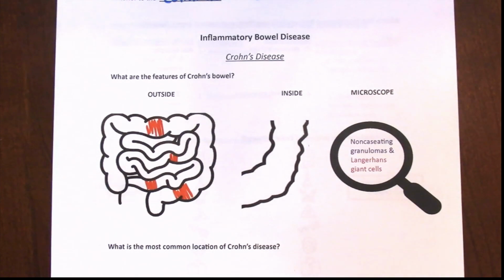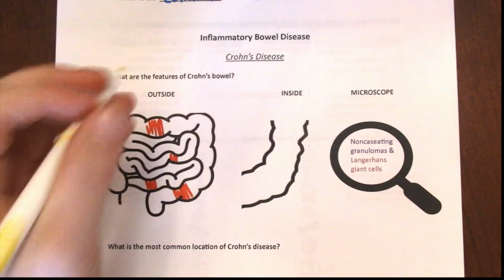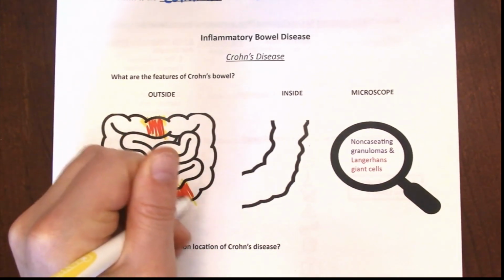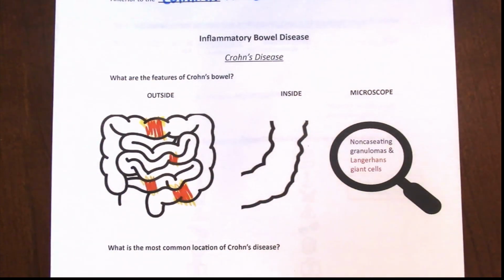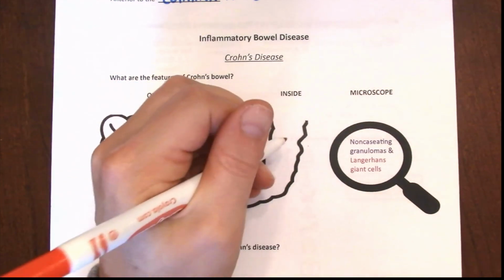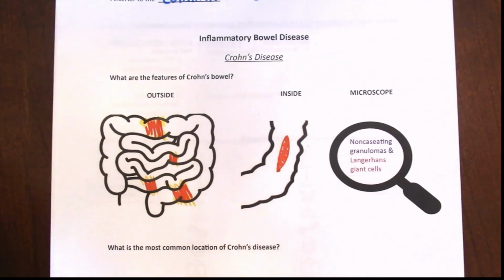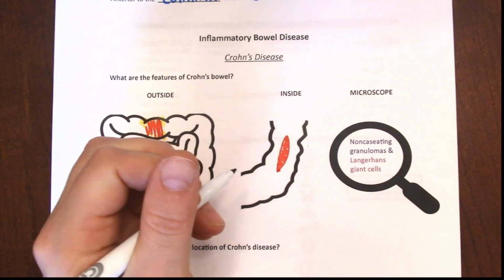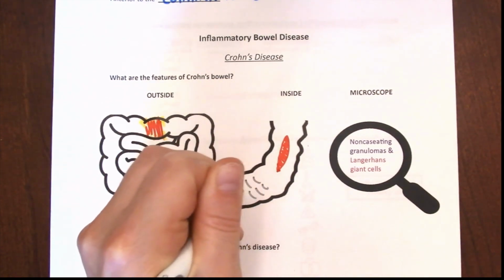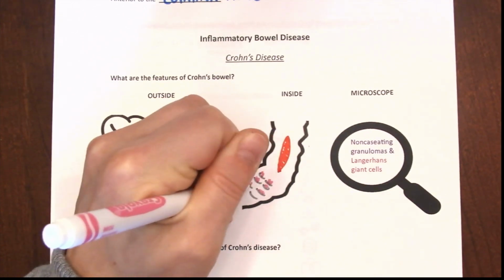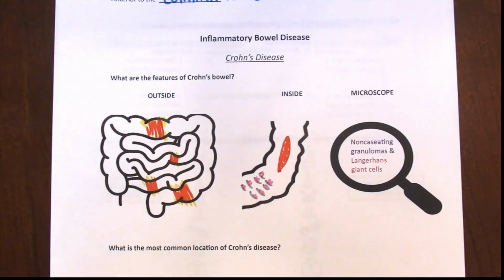Another thing you see is creeping fat. So you will see fat starting to surround the diseased bowel. What you see inside the bowel is commonly tested: linear ulcerations, which are deep ulcers on the mucosal surface, and also cobblestoning of the mucosa. And then under the microscope, histologically, you can see non-caseating granulomas and Langerhans giant cells.